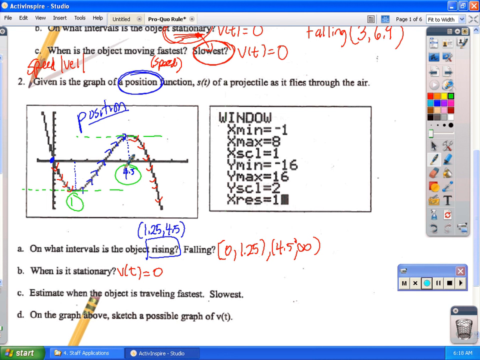Object is traveling fastest. Now this one can be a little bit tricky because, again, we're looking for the largest positive slope or the largest quote-unquote negative slope, or the absolute value. So this would be kind of approximating where the slope would be the steepest. Not going to hit that one too much on this particular question, but the slowest, again, is still the same question as when is the particle stationary, so when there's no velocity. And on the graph, sketch a possible graph of v of t. I'm going to save that for class time, and I'm going to go on to the product rule.